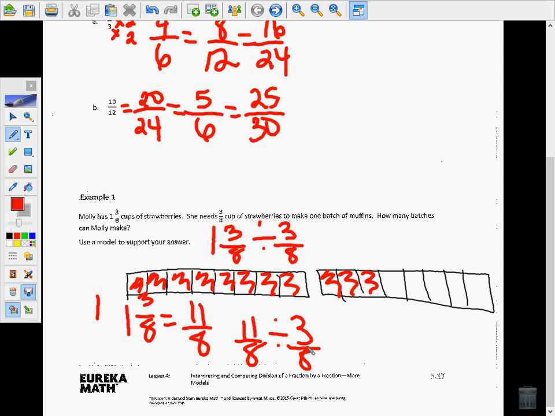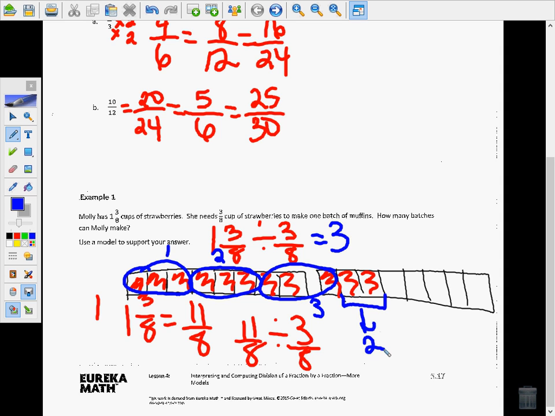Here's 1 group of 3/8, 2 groups of 3/8, 3 groups of 3/8. So far, I have 3 as my whole number. Now, this is the tricky part because I have 2 left shaded, but I needed 3. So what would be your fraction? 2 out of 3. So this represents 2/3 because you need 3 to make a group. So your answer is 3 and 2/3.